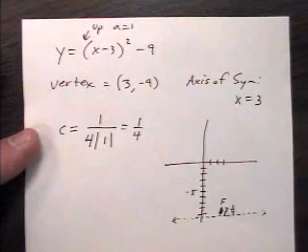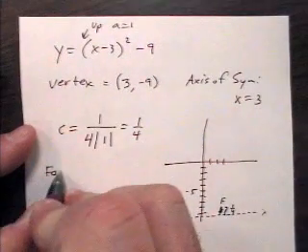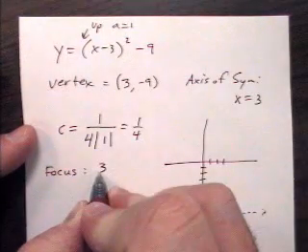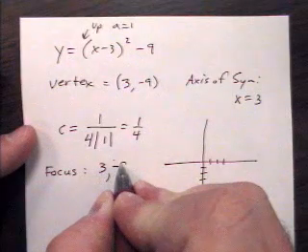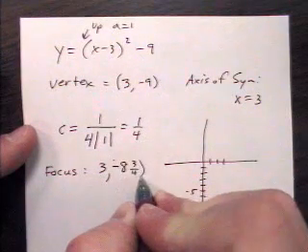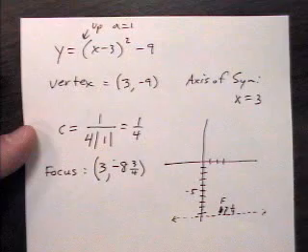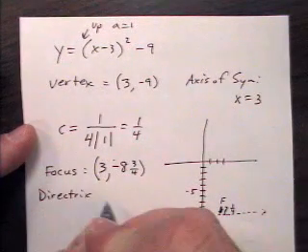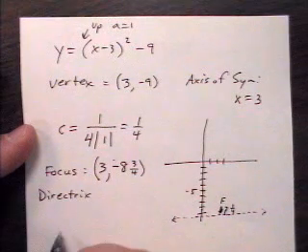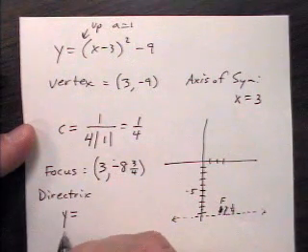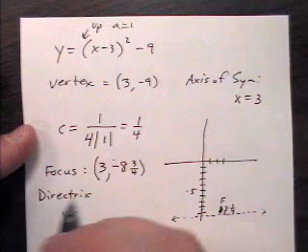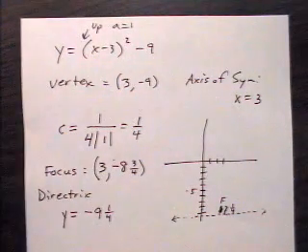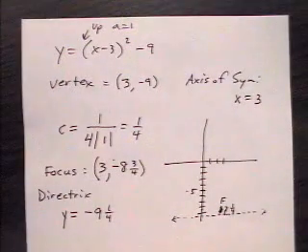So if my vertex is at 3, negative 9, my focus, being 1/4 of a unit above that, is at the point 3, negative 8 3/4. My directrix is a line, and every directrix which is horizontal would be y equals, and that directrix would be y equals negative 9 1/4, because you're going 1/4 of a unit down from the vertex.